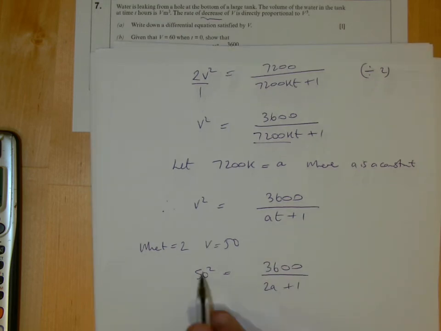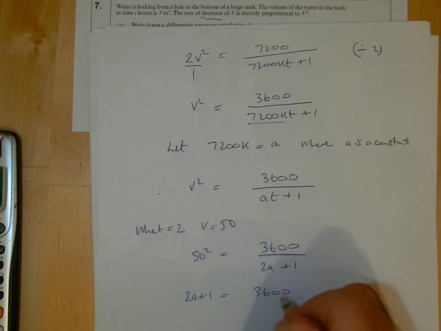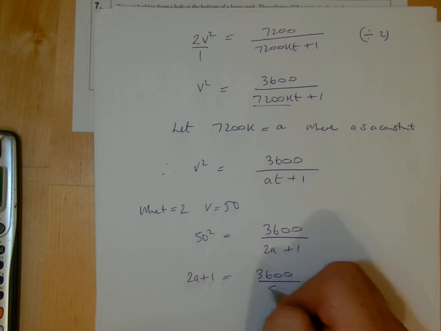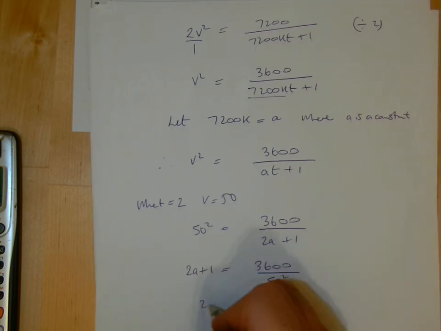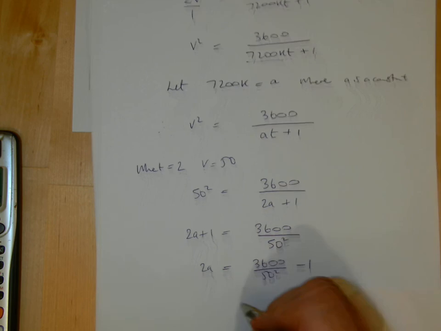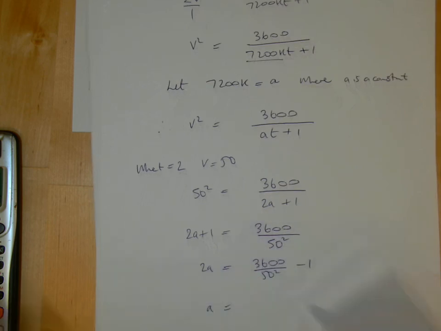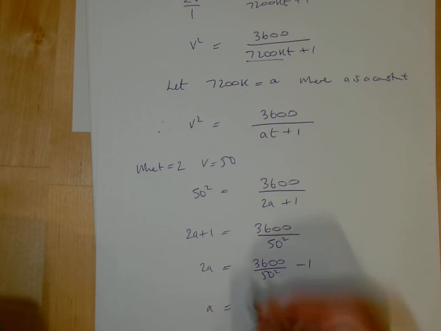So what I can do then is swap these around. So 2a plus 1 is 3,600 over 50 squared. And then, of course, I can just get a from here. So I can say 2a is equal to 3,600 divided by 50 squared, minus 1. And then, of course, to get a, I just need to divide this answer by 2. So let's work that out. 3,600 over 50 squared, take away 1, and then divide that by 2. So I get my answer to be 11 over 50.